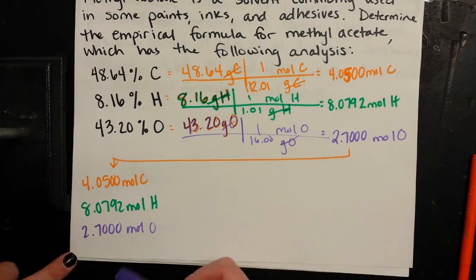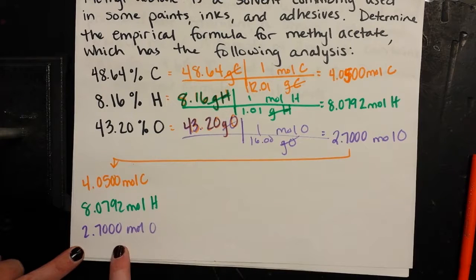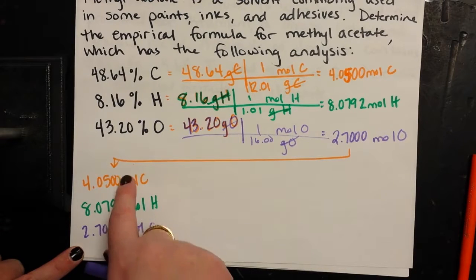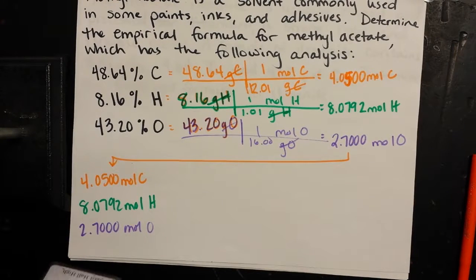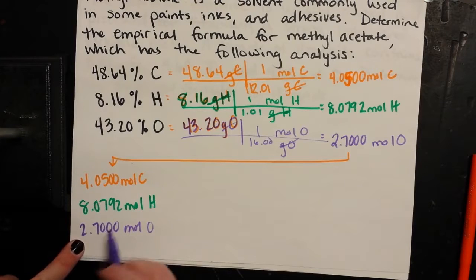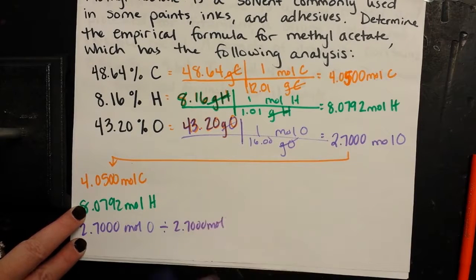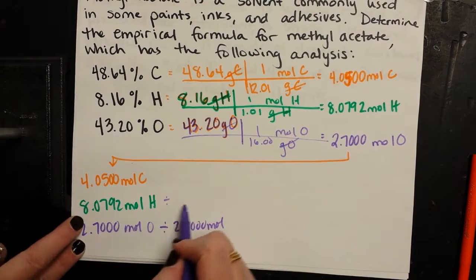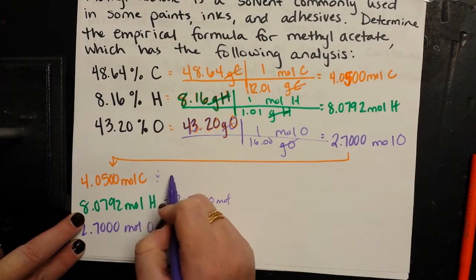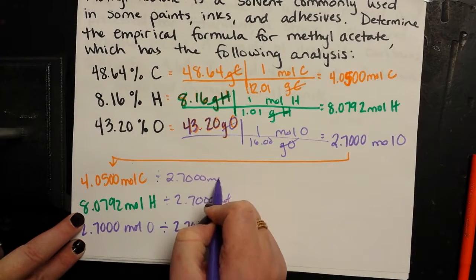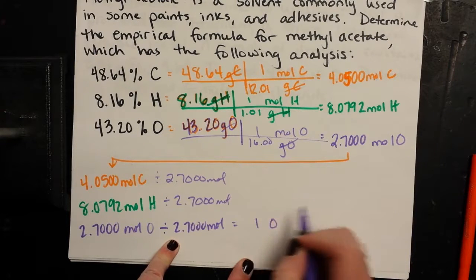The way that you do that is you find whichever element has the fewest number of moles present in your 100 gram sample and divide every mole by that number. That's going to give you the simplest ratio of moles of your elements. I see that I've got the fewest moles of oxygen, so I'm going to divide everything by the moles of oxygen. So right here, divided by 2.7000 moles. I know for oxygen that's going to give me still just 1 oxygen, or 1 mole of oxygen.